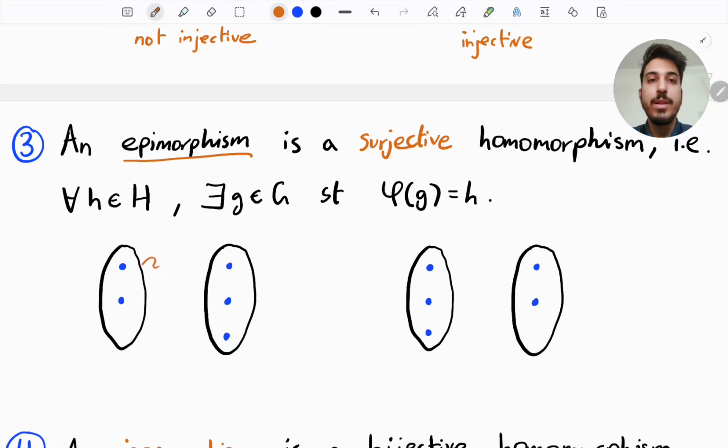So this, for example, is injective but not surjective. So it is not an epimorphism. This one here is not surjective.